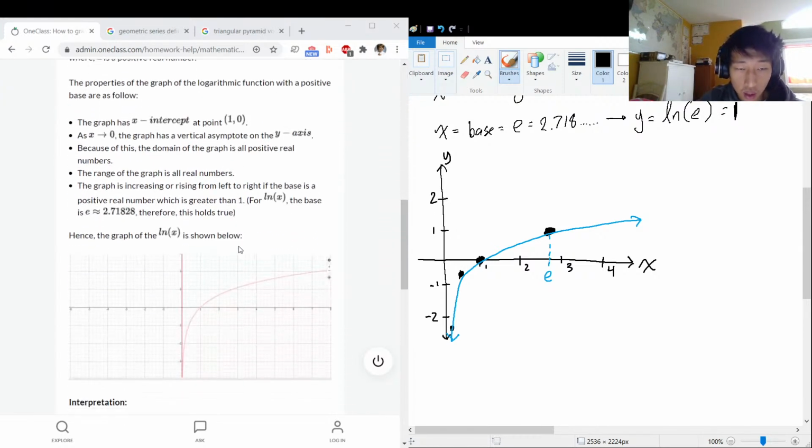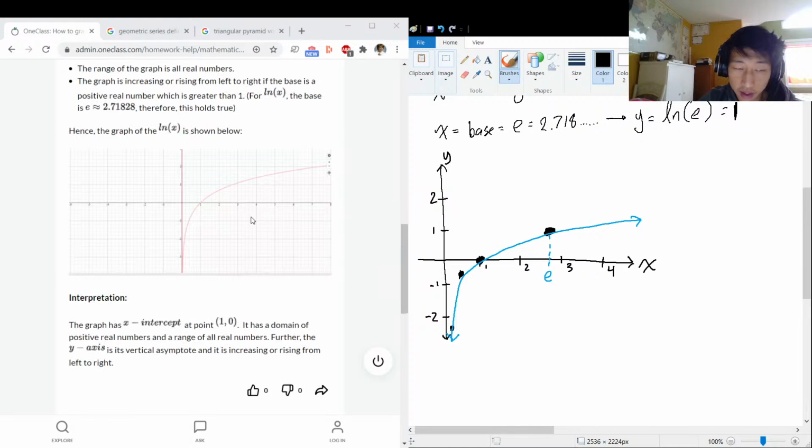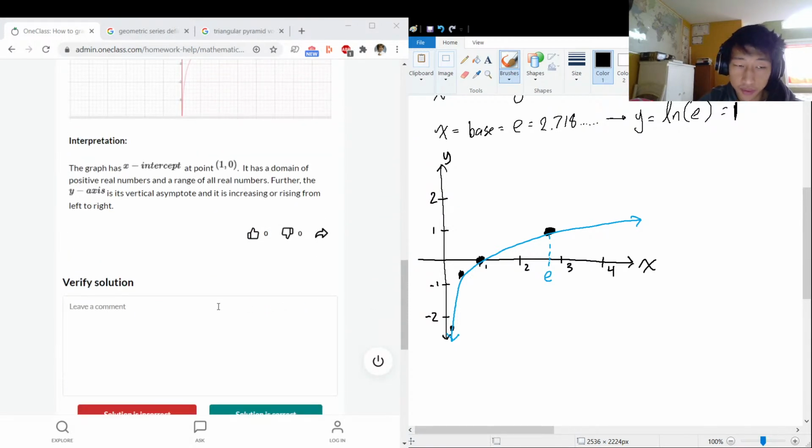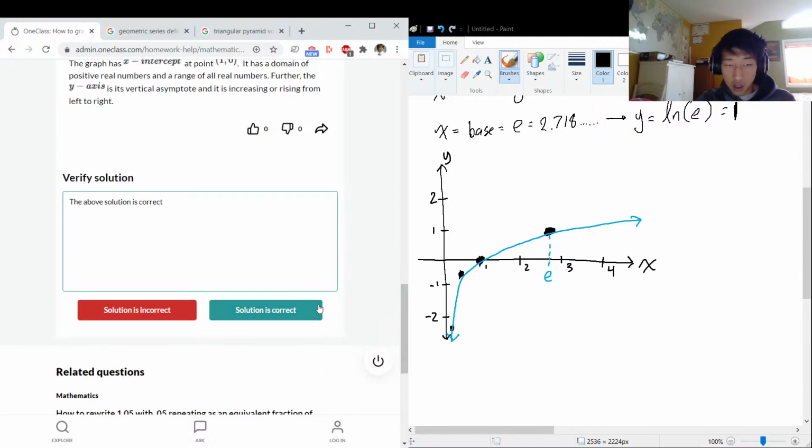Okay, cool. And seems like they got the graph from there. It looks good. Okay, let's verify that and clear this up.